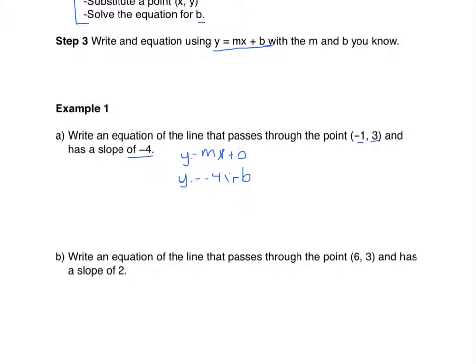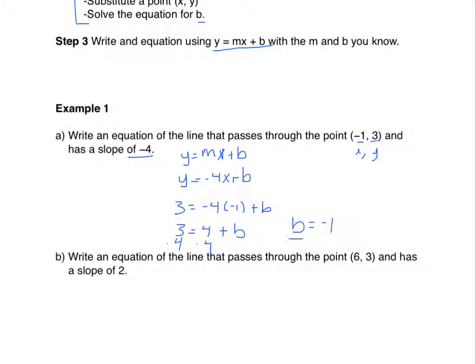This is x, this is y. So what I do is I say 3 equals negative 4 times negative 1 plus b. And now the object of this formula is to isolate this variable right here. So I need to multiply negative 4 and negative 1. I have 3 equals 4 plus b. Now I subtract 4 to the other side. I have b equals negative 1.